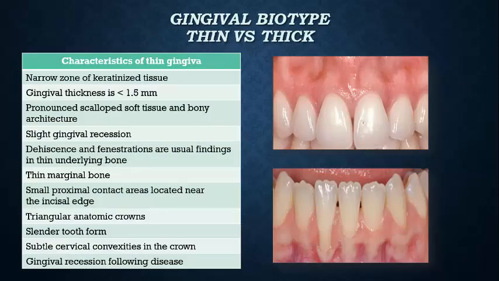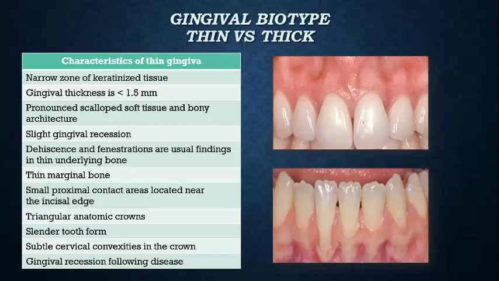So, as we know, there is a classification for the soft tissue or the gingival biotype. We have the thin biotype and a thick biotype. As we can see on this picture, the thin biotype people usually have a thin soft tissue, lack of adequate attached keratinized tissue. We will see also sometimes some gingival recession.